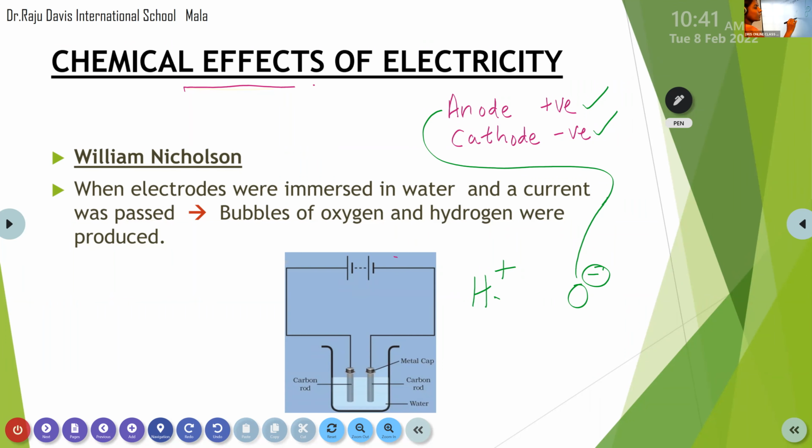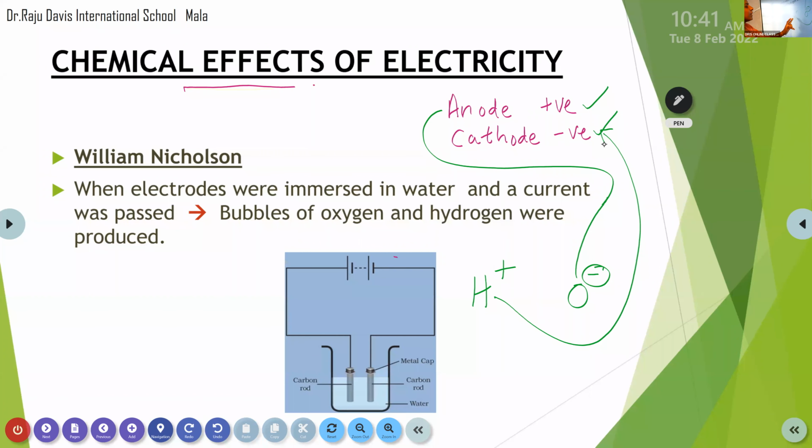Charge of hydrogen is positive, so it moves towards the cathode. Is it clear? Yes. So in this electrode, two charges are there. Anode is positively charged, cathode is negatively charged.